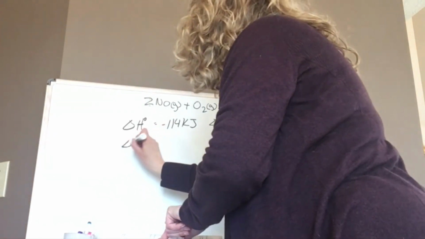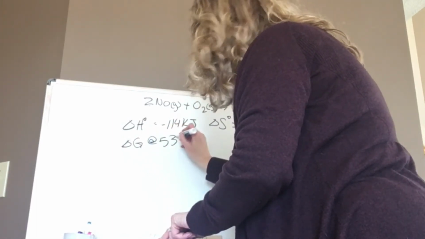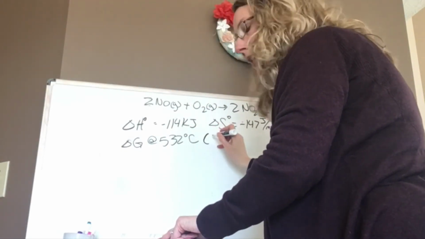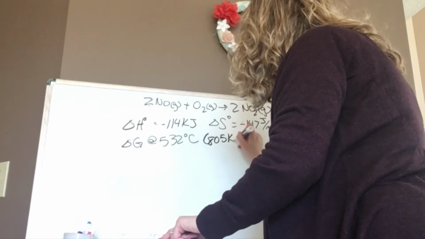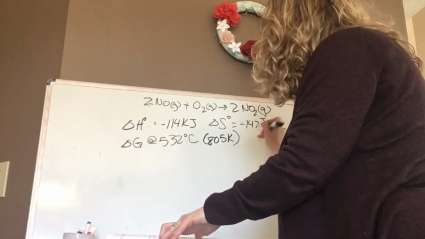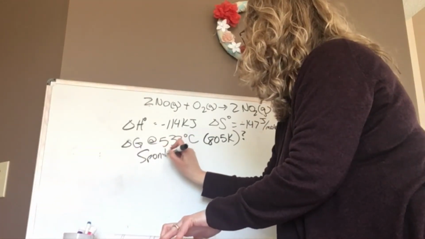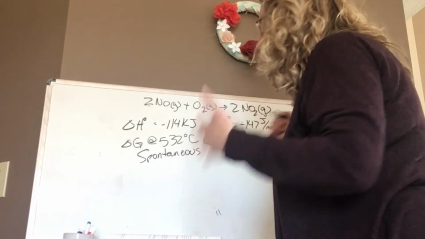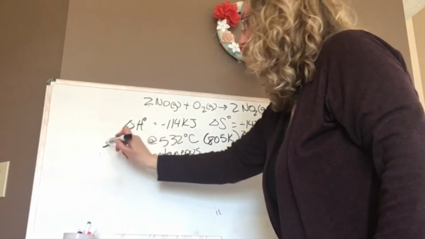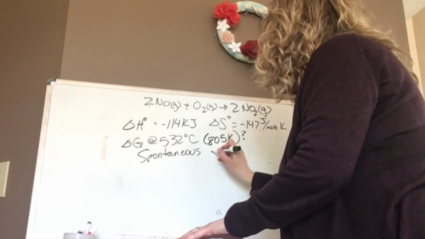What is its delta G at 532 degrees C? Oh, good, they calculated it for me. That is 805 Kelvin. Whenever we're doing these, we have to have them in Kelvin anyways. And then it says, so that's one question. And then it says, is it spontaneous? That means, will it go? Well, if we get a negative delta G, it will go. If we get a positive delta G, it will not go. So we need to decide if it's a negative or a positive.